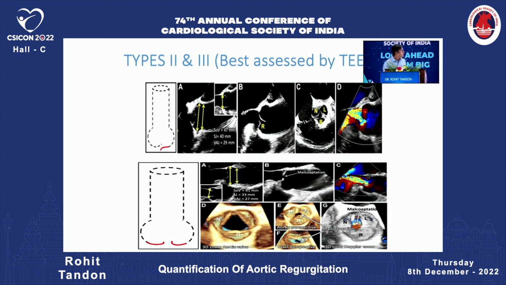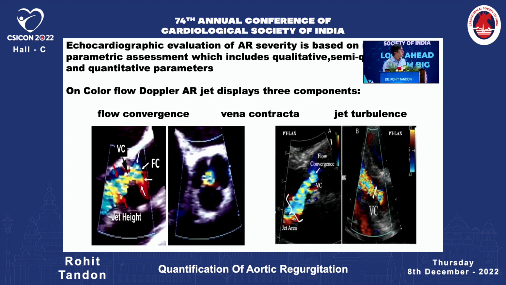Type 2 and 3 are mostly assessed by TEE. Type 2 presents with leaflet prolapse, and type 3 is deficiency of leaflets, usually seen in rheumatic heart disease or sometimes also degenerative.